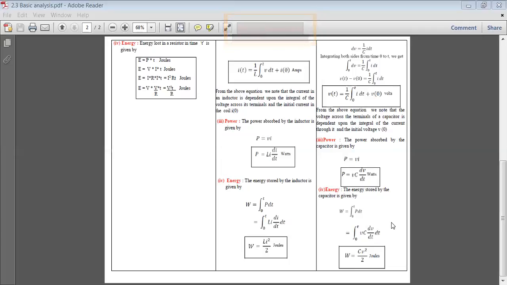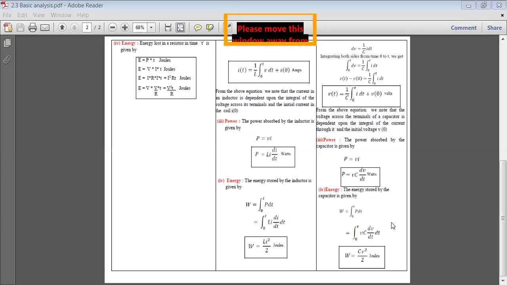Now third one, power. What is the power absorbed by the capacitor? We know power is equal to V into I. Therefore, P is equal to V into C into dV by dt watts.